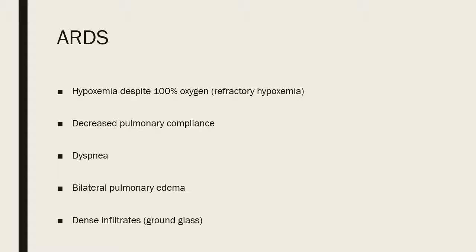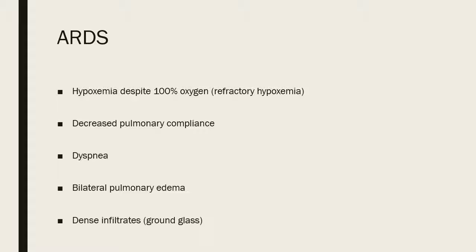A patient with ARDS is going to have hypoxemia despite 100% oxygen. So it's refractory hypoxemia. Normally when our patients are hypoxic, we go ahead and give them supplemental oxygen and we see a rise in their PO2 or oxygen saturation. So when we're giving the patient 100% oxygen on a non-rebreather, oftentimes their hypoxemia will not improve or sometimes it'll even get worse.